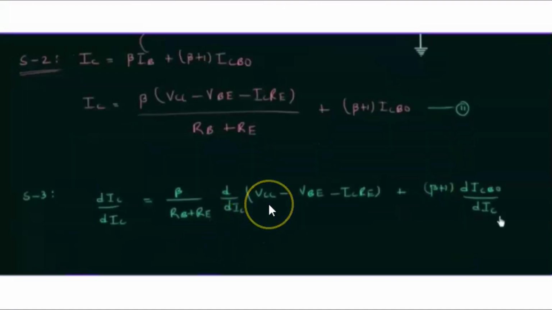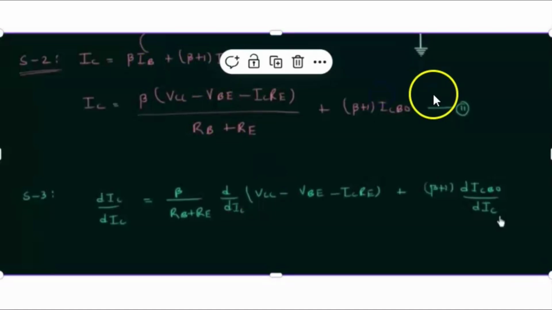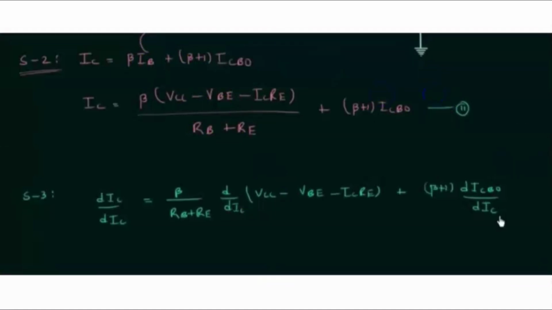Now we have our equation that we have to use in the step 2, that is IC is equal to beta times IB plus beta plus 1 times ICBO. And यहाँ पे हम लोग IB की वैल्यू को पुट कर देंगे. So we are going to get our equation which is this and we are going to name it as second equation. अब step 3 में we have to differentiate this equation with respect to IC.